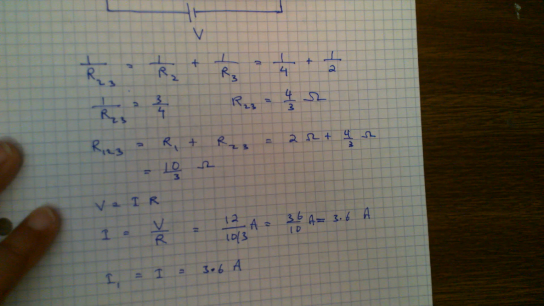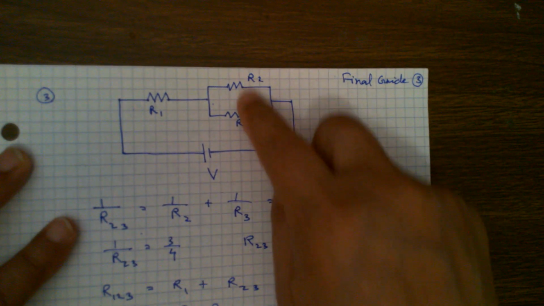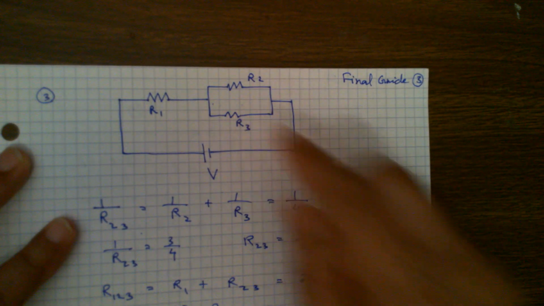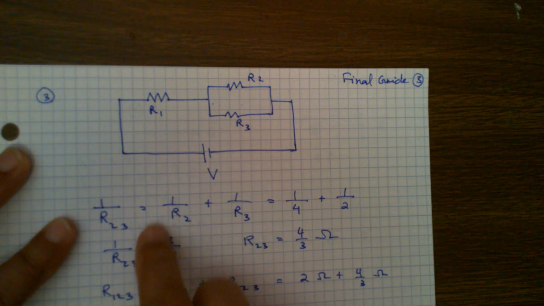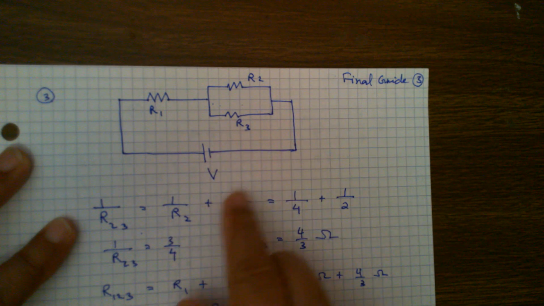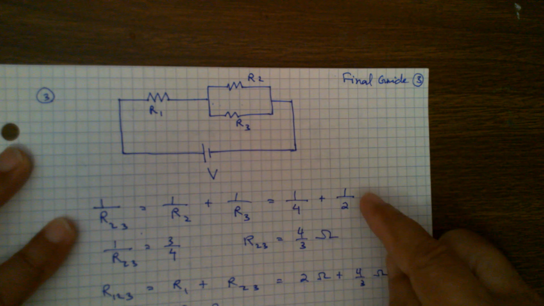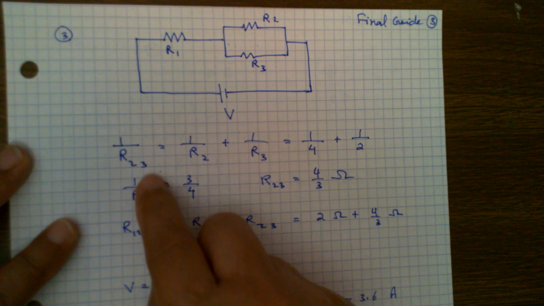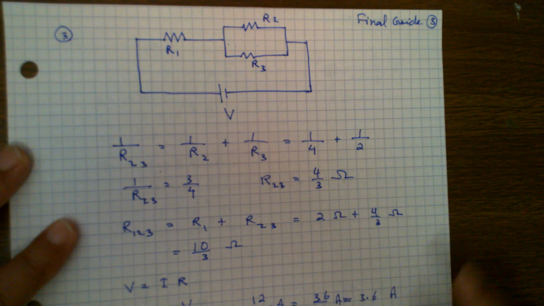Now, in order to do that, I have to know that these two are in parallel. That means I have to use 1 by R23 is equal to 1 by R2 plus 1 by R3, which is equal to 1 by 4 plus 1 by 2. So R23 is equal to 4 by 3 ohms. So it's that simple.